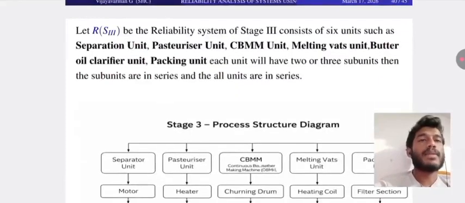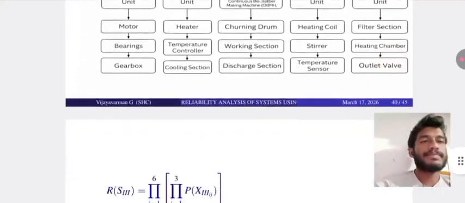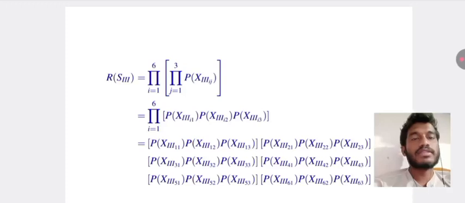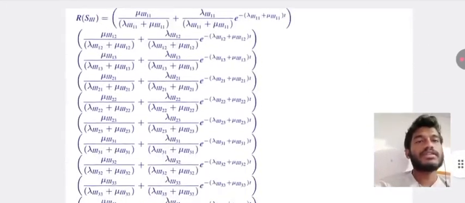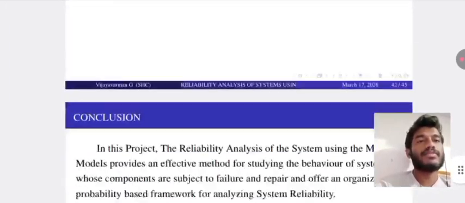The reliability of state 3 contains 6 units for separation. The remaining 6 units are in the diagram here. Here the series equation: R(S3) = product i=1 to 6, product j=1 to 3, P(x3ij). We substitute the values, so we get this equation with availability as t tends to 0.